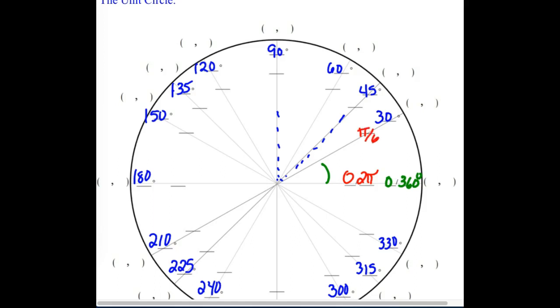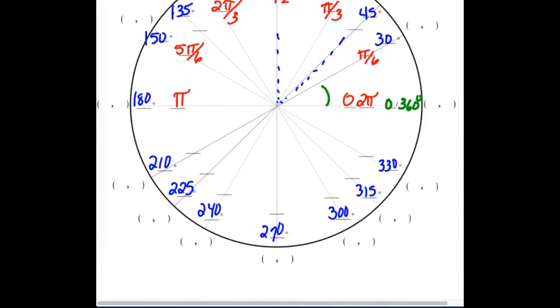Just like before when we counted in 30 degrees, now we're going to count in sixths. So we have pi over 6. 60 degrees would be 2/6 or pi over 3. 90 degrees would be 3/6 or pi over 2. Let's keep going. 4/6 would be 2 pi over 3, then 5/6, and 6/6 or 1 pi.